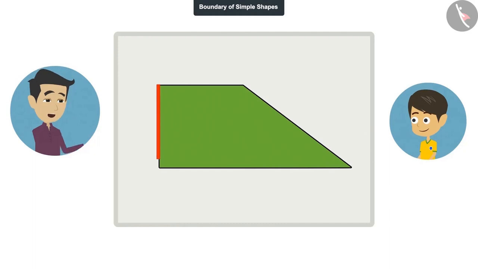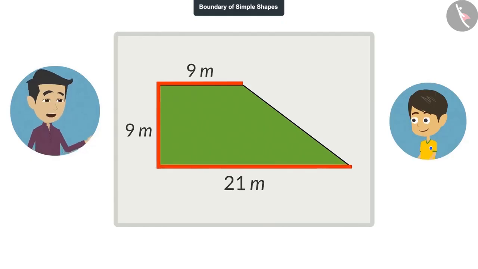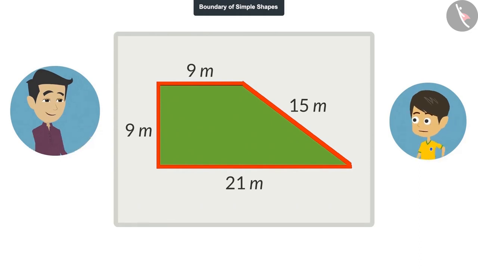The length of this line is 9 meters. The length of this line is also 9 meters. The length of the bottom line is 21 meters. And the length of this slanting line is 15 meters. Okay, now I know the length of all the lines.